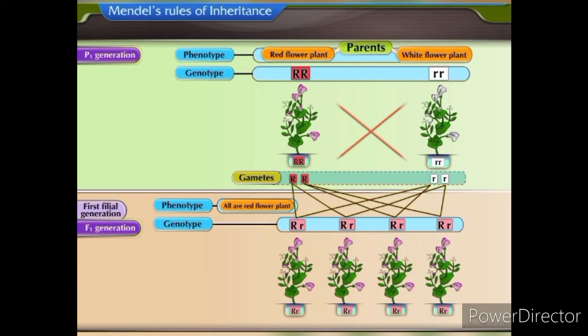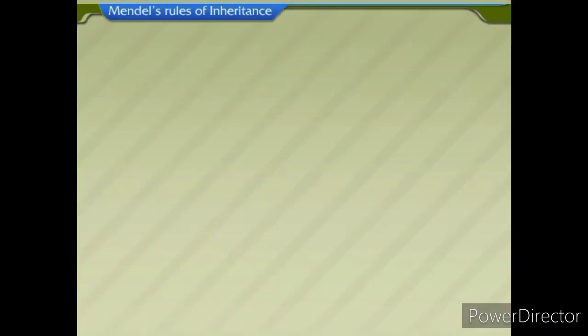That is, when parents having genotype small r, small r are crossed with parents having genotype capital R, capital R, two types of gametes are produced, namely capital R and small r. By the combination of gametes, we get the F1 generation of plants with genotype capital R, small r. The first filial generation, F1.